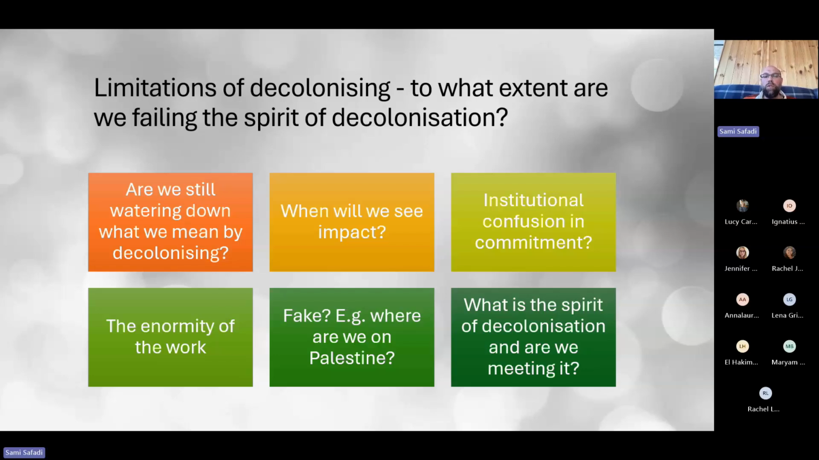Institutional confusion. I think a lot of universities have a willingness to decolonize or engage in decolonizing discussions, language and rhetoric. But when you say, in practice, this means we change these things in the way we do these frameworks, there's a bit more resistance. So are institutions confused in their own commitment to decolonizing work?